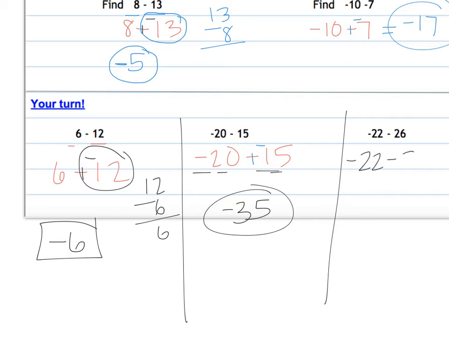Negative 22 minus 26. I'm going to add the opposite. Notice how I keep repeating that. A negative and a negative. I'm just getting more negative. 22 plus a negative 26 is going to be a negative 48.